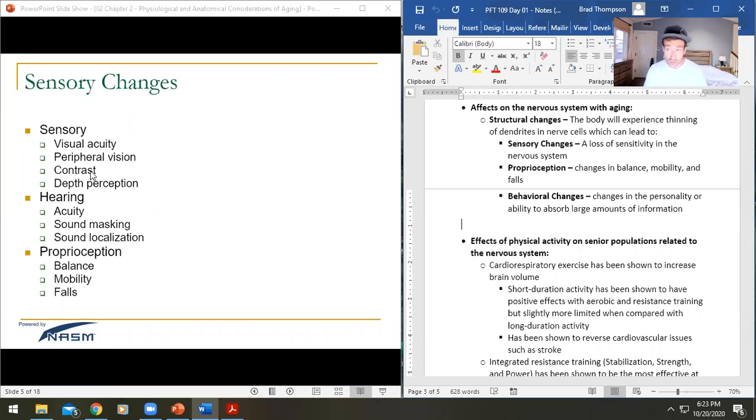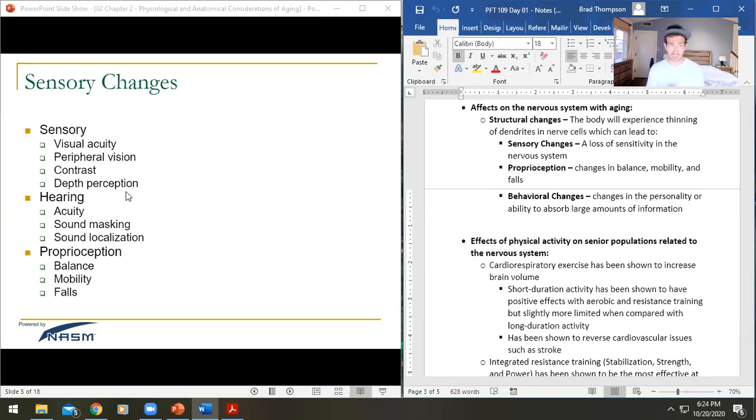There's loss of contrast, which means that sometimes colors start to blend together. If there's blue on black writing, there's not a lot of difference between those two. They're both dark colors. It might be really hard for your senior clients to see. And then depth perception, obviously. That's why you see people do this thing when they're reading, and they adjust back and forth.